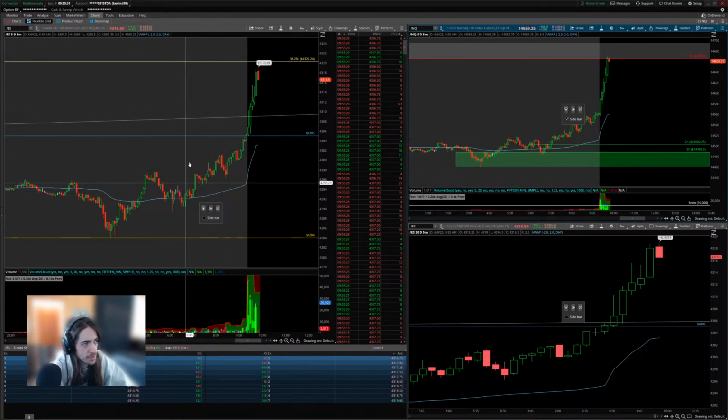Yep. Here we go. Let's see. We might get some pullback, and then we might continue, guys. Bears have not been able to control this market yet.